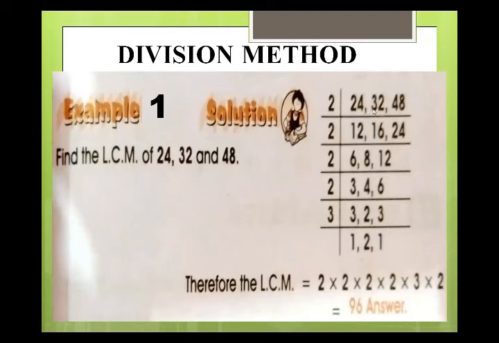Firstly, you list out all these numbers, and then you solve this by using the division method. Take a prime factor that divides these numbers. Here you see that 24 is divisible by 2, 32 is divisible by 2, and 48 is also divisible by 2.